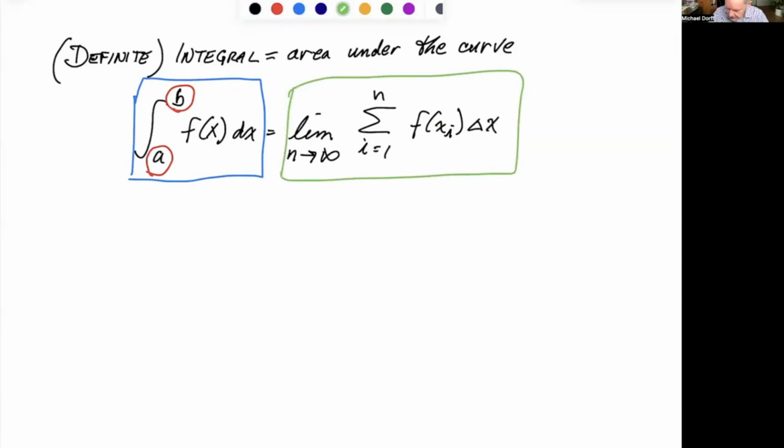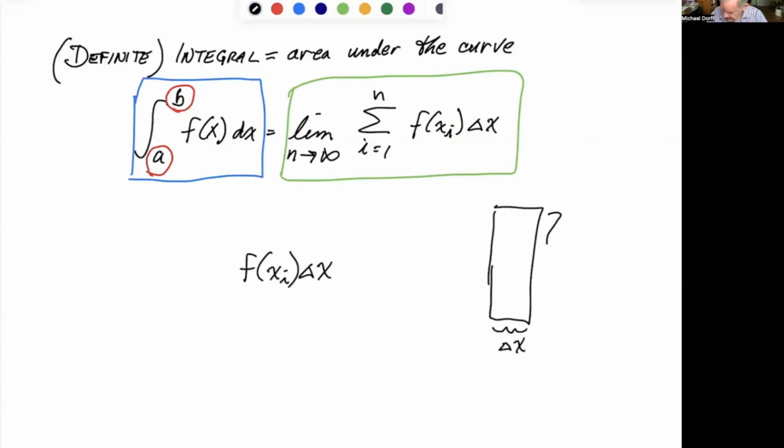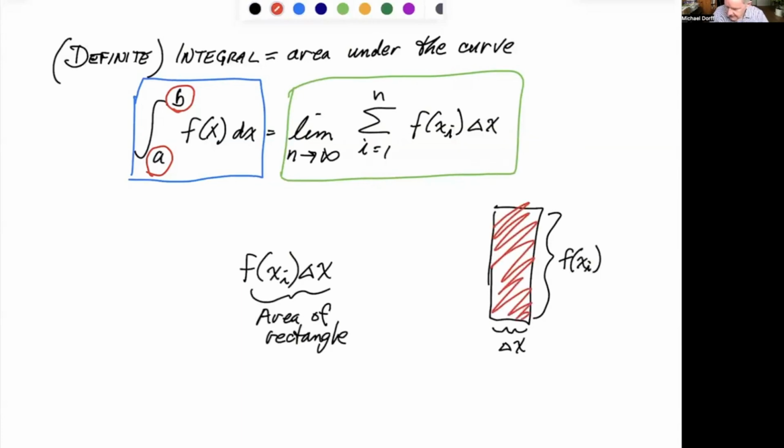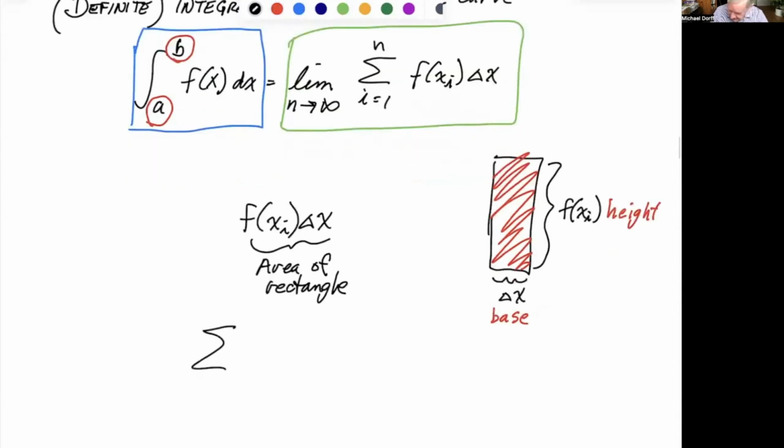What does this mean on the right? Okay, so first of all, we have this f of x sub i delta x. What is that? Well, from before, we had these rectangles. The delta x was the base, and the height was the value of the function at x. Just like we have here on the right, that red area is the area of a rectangle. It's base times height. The sum, i equals 1 to n of that. We know that this is the area of a rectangle, and then we have the sum of them.